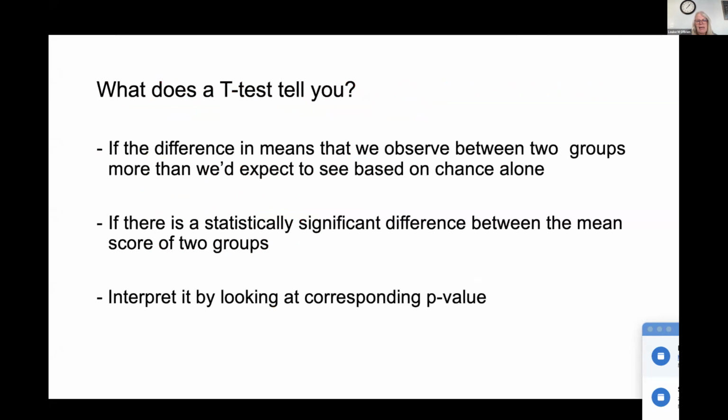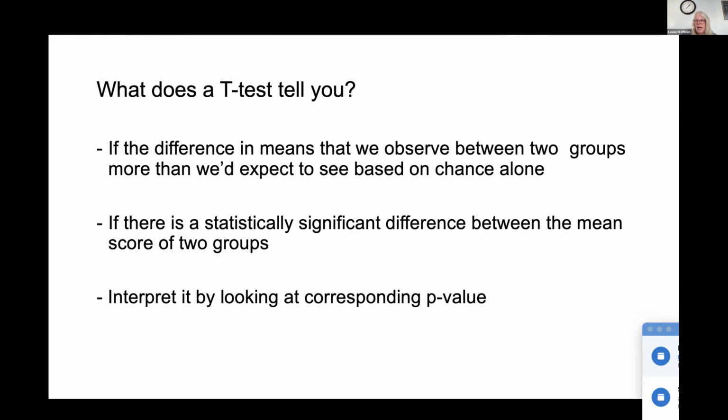So what does it tell you? It's basically telling you that if the difference in the means that you see between your groups is more than you'd expect to see based on chance alone, then it will be significant. It will tell you if there's a statistically significant difference between the mean scores. Then you look at the p-value to interpret that. You can see what the means are, but in order to see if they are statistically significant, look at the p-value. But of course, we've always got to remember that statistical significance does not necessarily equal clinical significance, right?